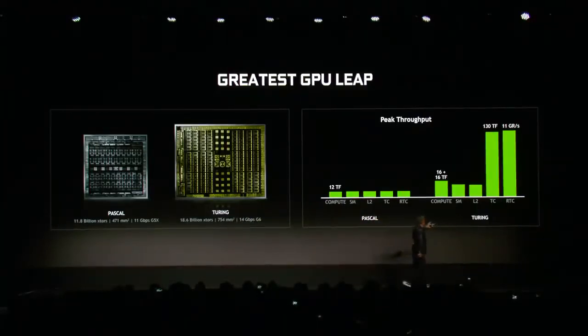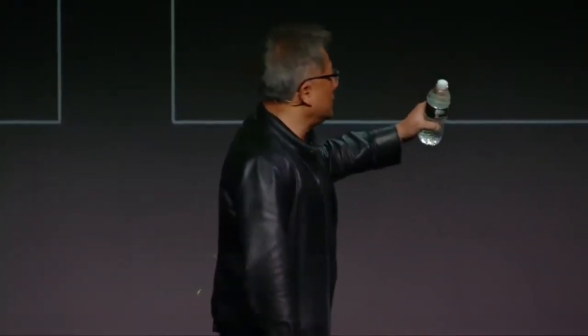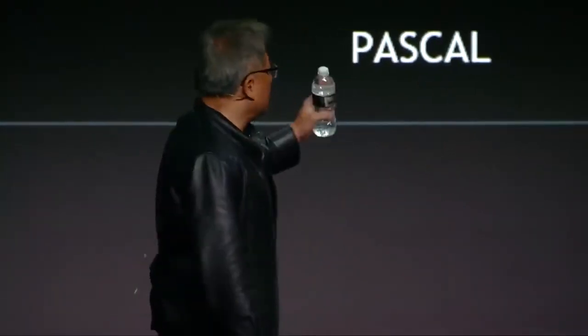Now, it's possible for us to use Pascal to do both of those things. And the reason for that is because Pascal is a general purpose compute program accelerator. And so it could run tensor operations, just about 1/13 the performance, about 1/10 the performance. In the case of ray tracing, it could also run ray tracing. However, it would have to run it at about 1/10 the performance.